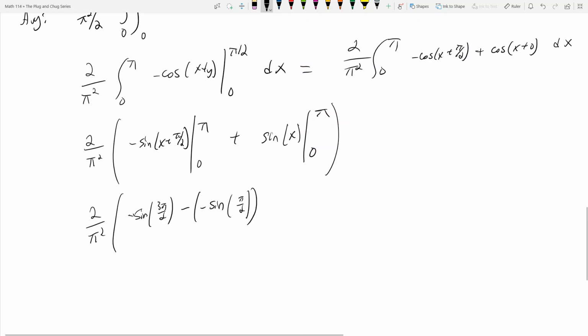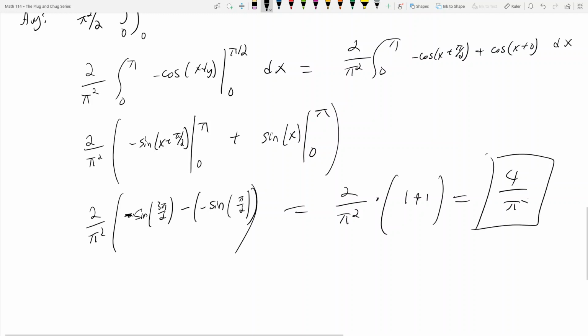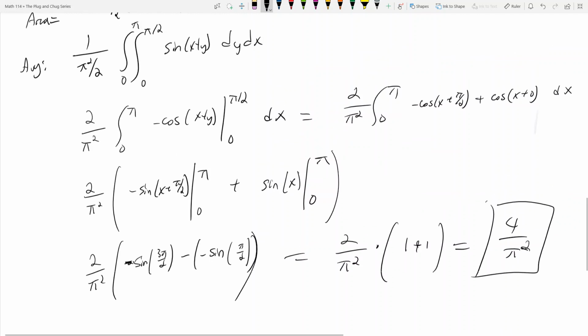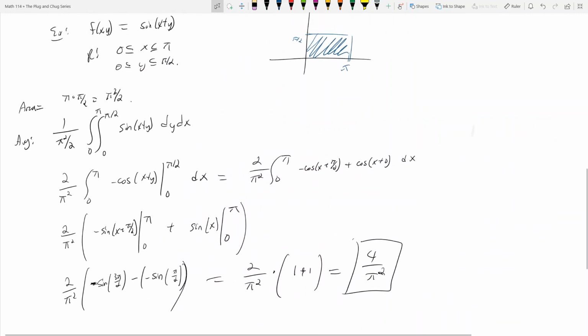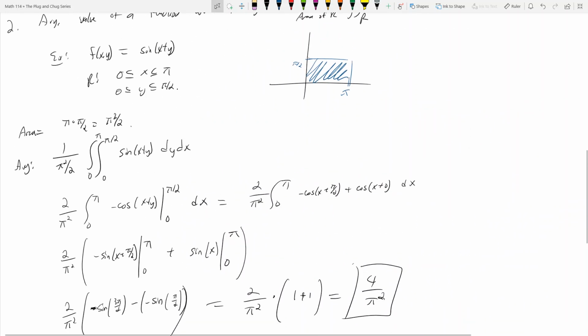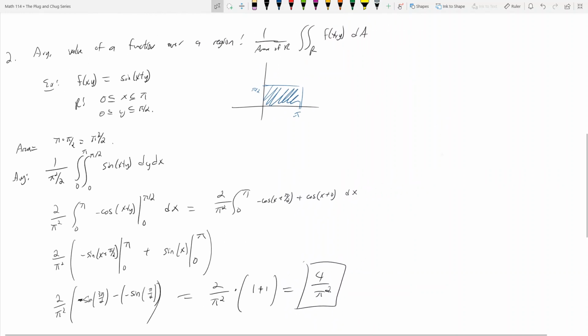And what is that? That is equal to 2 over pi squared times, sine of 3 pi over 2 is negative 1, and you've got a negative sign out here, so that becomes positive 1. And then this is positive 1 plus sine of pi over 2, which is 1. And so our average value of our function, sine of x plus y, over the region given to us up there, is going to be 4 divided by pi squared. Okay, so that's how you find the average value of a function over a region.